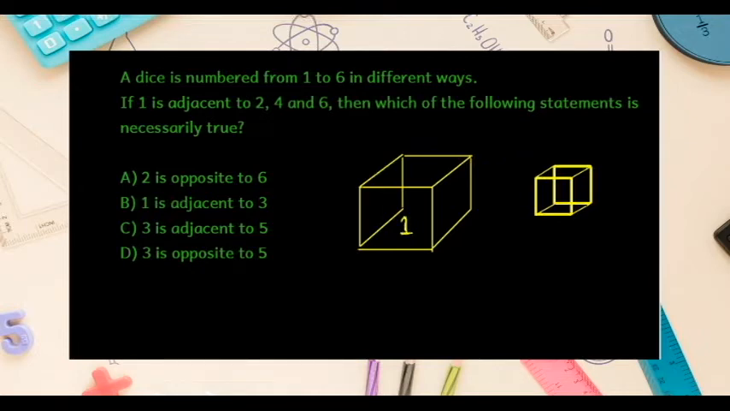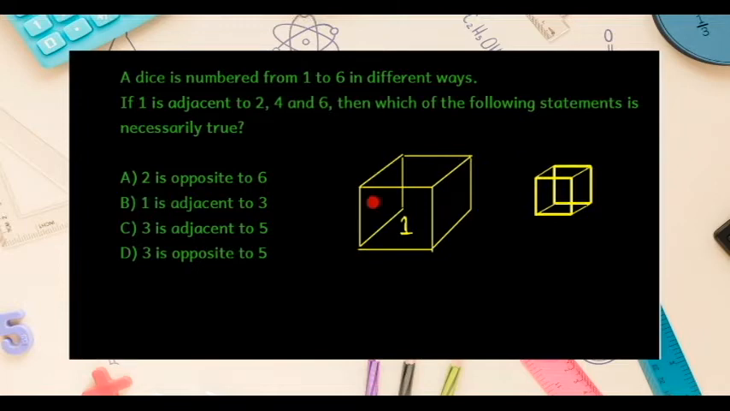Now let us read the different options which the question is giving us. The first option says that 2 is opposite to 6. Now we know 2, 4 and 6 are adjacent to 1. That means this could be 2 and this could be 4 and 6. In that case, of course, 2 and 6 are opposite. So I am trying to say that the face on the right hand side is 2, the top face is 4 and the left hand side face is 6.